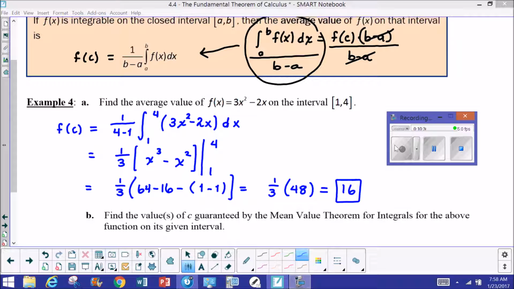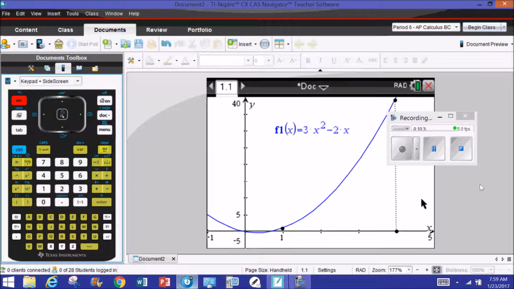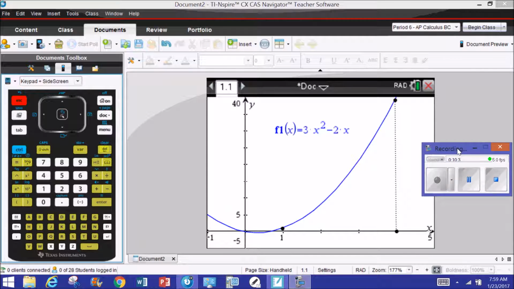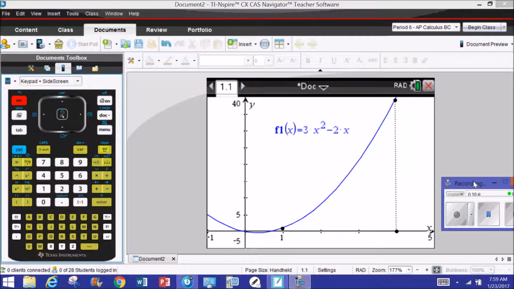So what does all of this mean, you might ask? Well, if we take a look at a graph here that I've rendered on the TI Inspire prior to doing the problem, you can see that I've got the function 3x squared minus 2x, and you'll notice the endpoints here that I've placed at the interval from 1 to 4. And we've been able to calculate that the average value of this function is 16. But as I said before, what does that actually mean?